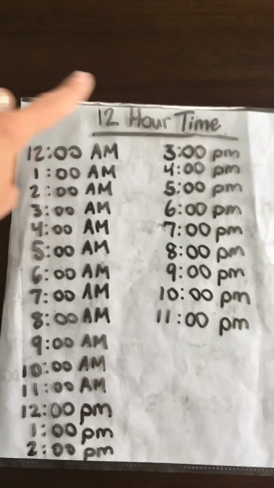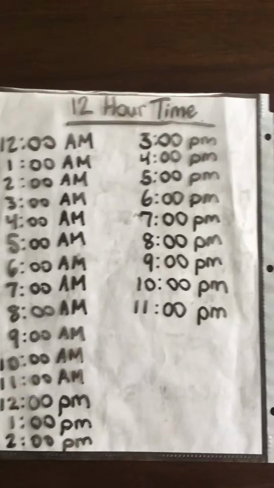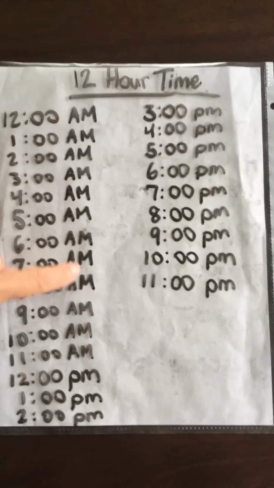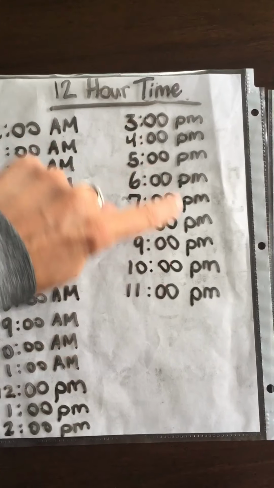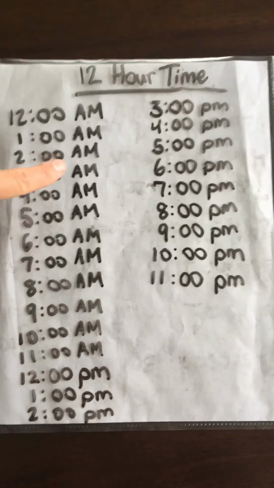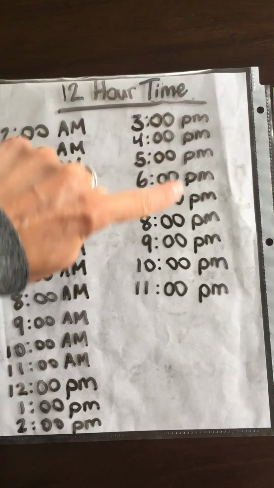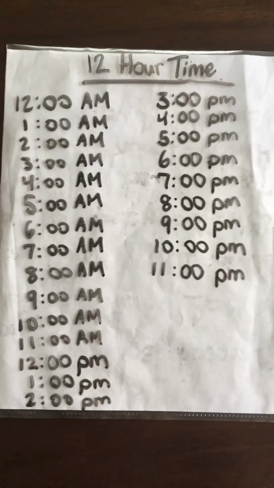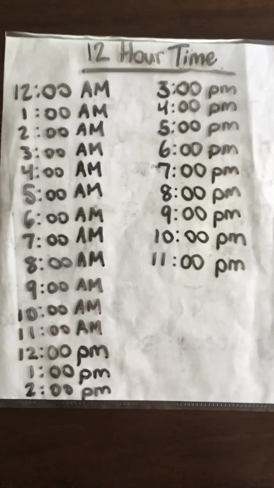in the morning. And that's how our 12-hour time works. It's really important to have your AM and your PM, because we need to know, is it in the morning or is it in the afternoon or the evening? So this is the time we are used to.